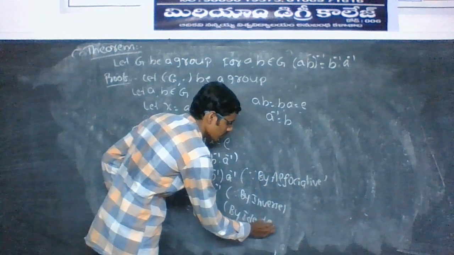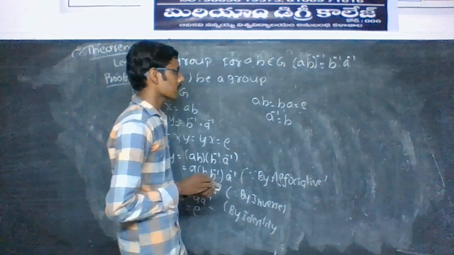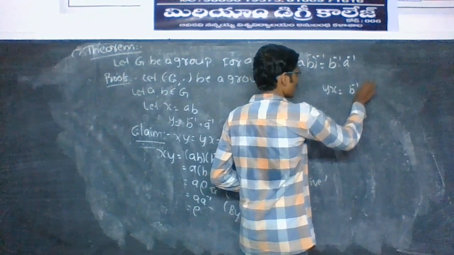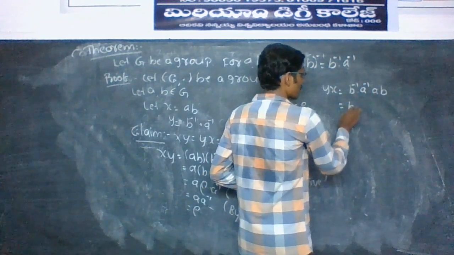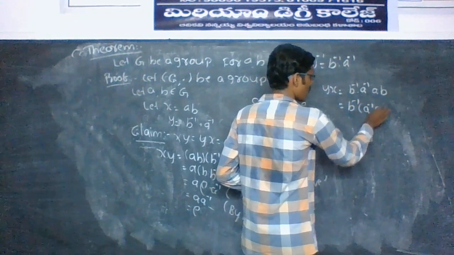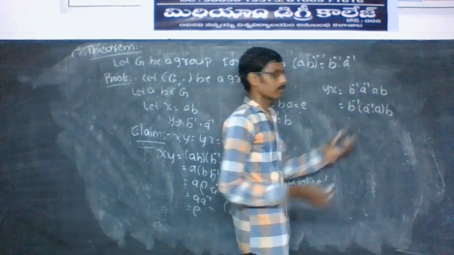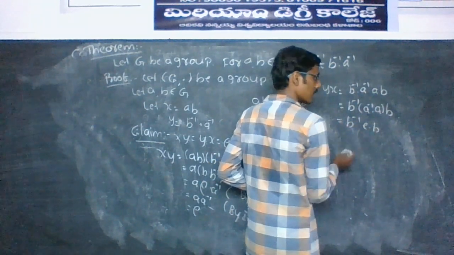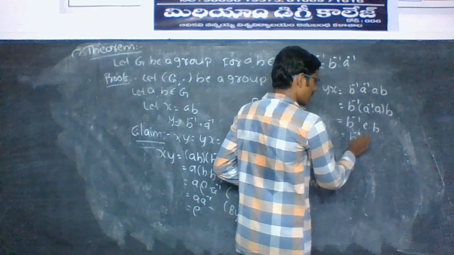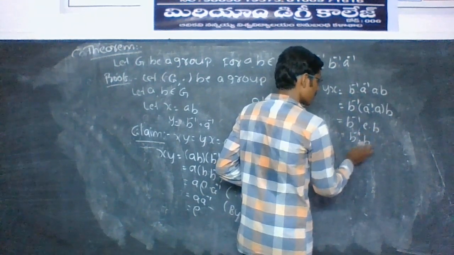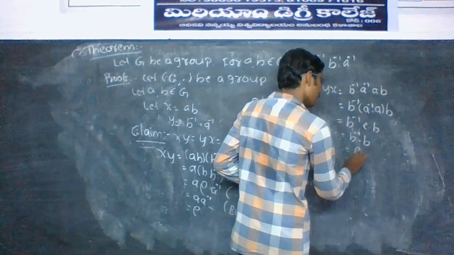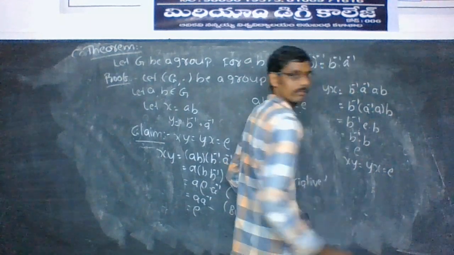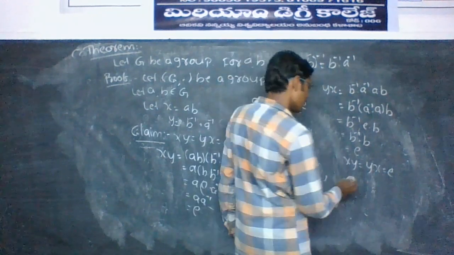Similarly, we prove that YX is equal to E. YX is equal to B inverse A inverse AB. By the associative law, B inverse into A inverse A into B. A inverse A is E by the inverse law. By the identity property, E is 1. B inverse into B is E by the inverse law. Therefore, XY is equal to YX is equal to E.